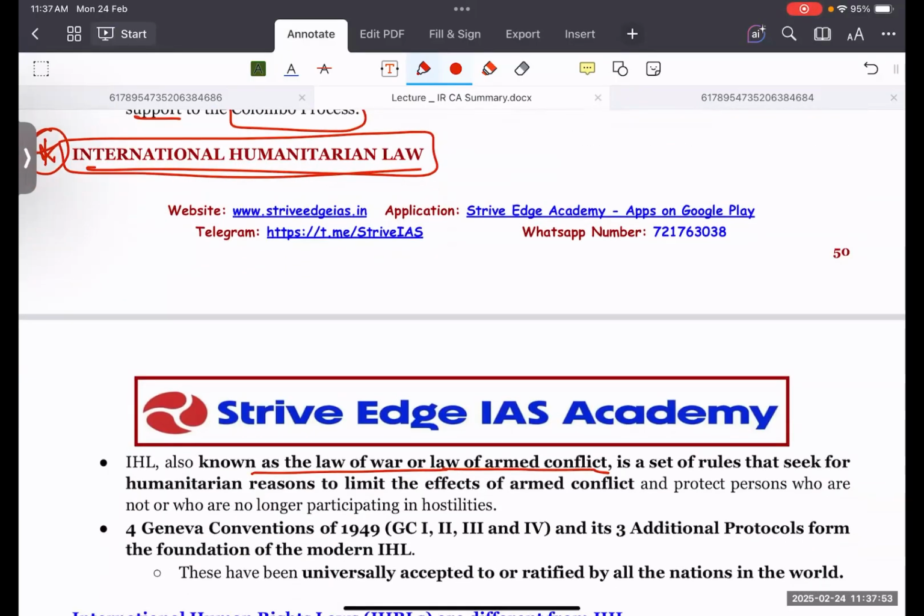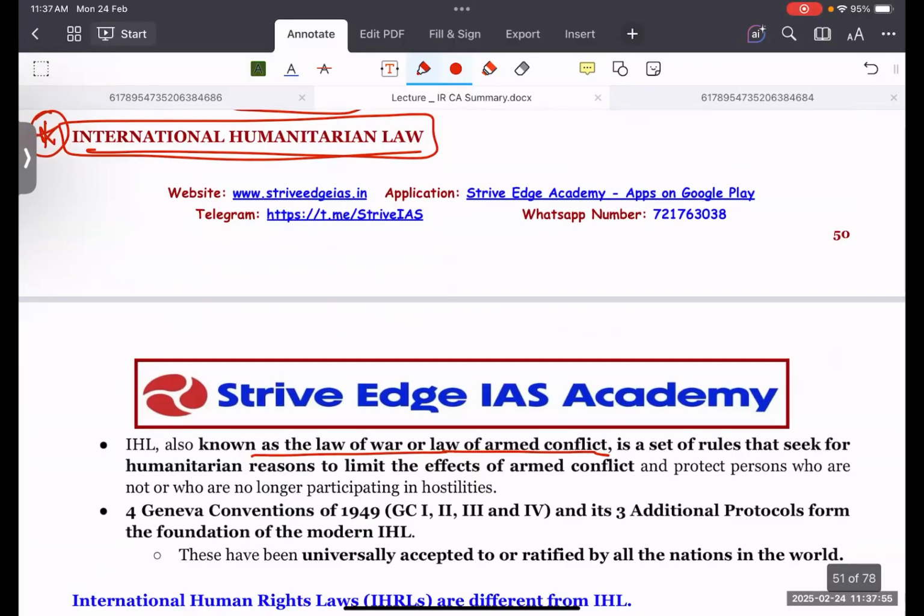Okay, let us continue with the class. So the international humanitarian law. This is the next particular thing that we have to discuss. It is short form called IHL. It is also known as the law of war or the law of armed conflict, because it gives you the set of rules that seek for humanitarian reasons to limit the effect of an armed conflict and protect the persons who are not or who are no longer participating in the hostilities. That means it is basically a law of war.